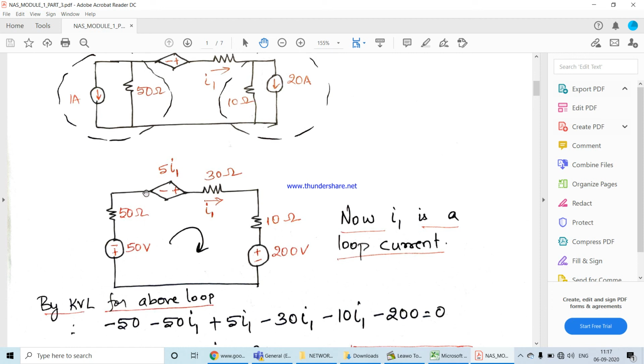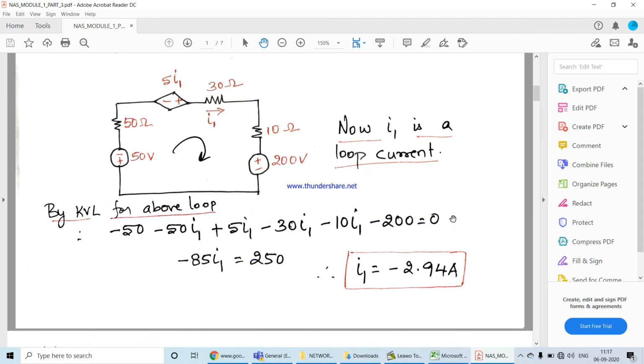Then the current is flowing through minus plus here, so plus 5 times I1. Then it is flowing through 30 ohms, so minus 30 I1. Then it is flowing through 10 ohms, so minus 10 I1. And then finally it is flowing through 200 volts from plus to minus, so it is minus 200, which is equal to 0.